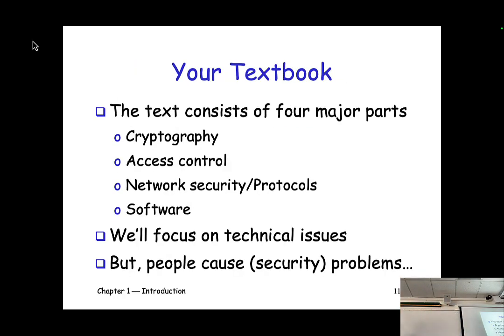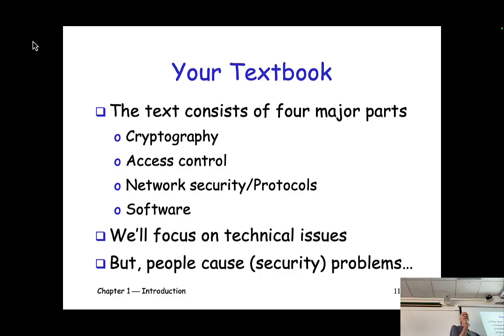So the textbook covers four major topics: cryptography, access control, protocols, which I'll shorthand as protocols but is really network security protocols, and software. We focus on the technical issues. We're technical people, and that's what you do in computer science. But people are also involved in security. People can break security, either intentionally, like Trudy, or unintentionally. They're trying to do the right thing, but they make a mistake.